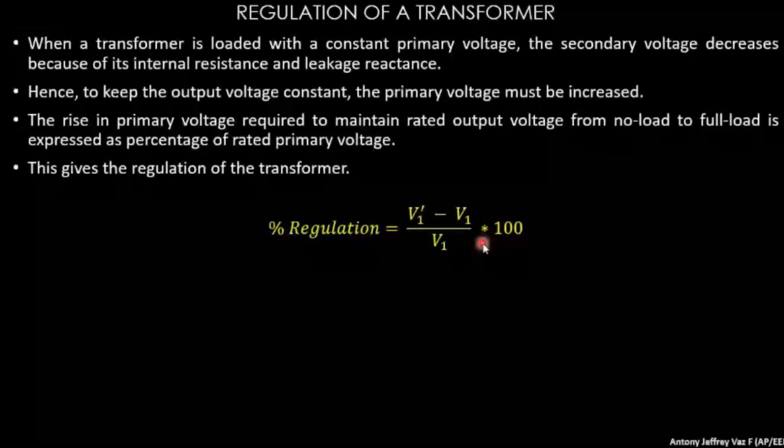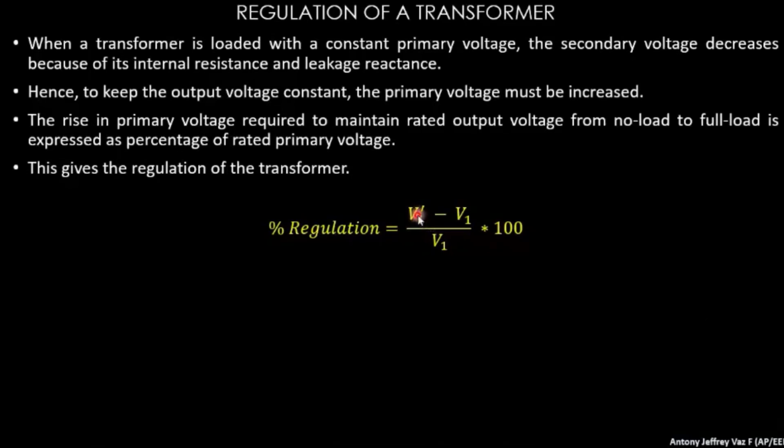So you can say how much primary voltage should be increased to get the correct secondary voltage is V1 dash. If you have V1 equal to 100 volt and you get an output of 9 volt, the correct secondary voltage is 10 volt, so you need to give 110 volt... that is, 11 volt per 10 volt of output. This increase in voltage is known as percentage regulation, and its formula is V1 dash minus V1 divided by V1 into 100 percent.